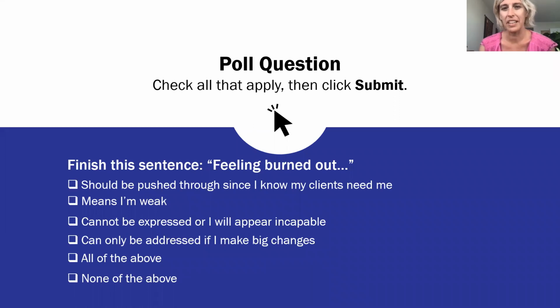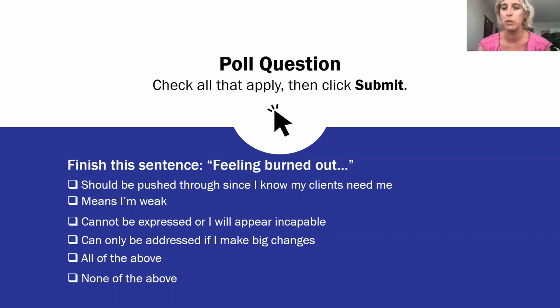So 17% think that they need to push through because our clients need us. 9% feel as though maybe they'll appear incapable if they mention that they're feeling burnt out. 18% think that the changes that they need to make are huge, and so that'll be a challenge. 10% think all of the above, and 60% think none of the above. This is a very good response. I appreciate everyone's honesty in that, because it feels like all of these things could be true. Maybe none of these should be true. And at the same time, it's hard to decide.